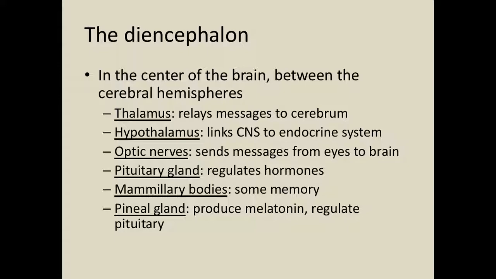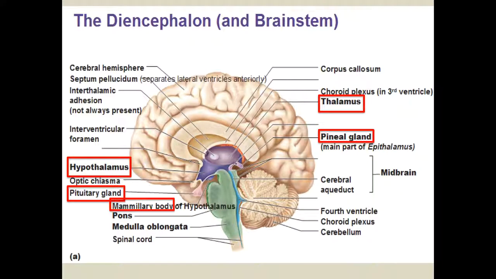Optic nerve, optic eye, sending messages to the eyes and brain. Pituitary gland, you can thank that one for puberty. It's regulating hormones. Mammillary bodies have some memory, and the pineal gland, you can thank that one for puberty too. So, the way this would work, this diencephalon in the middle is sort of like the relay center for the brain.